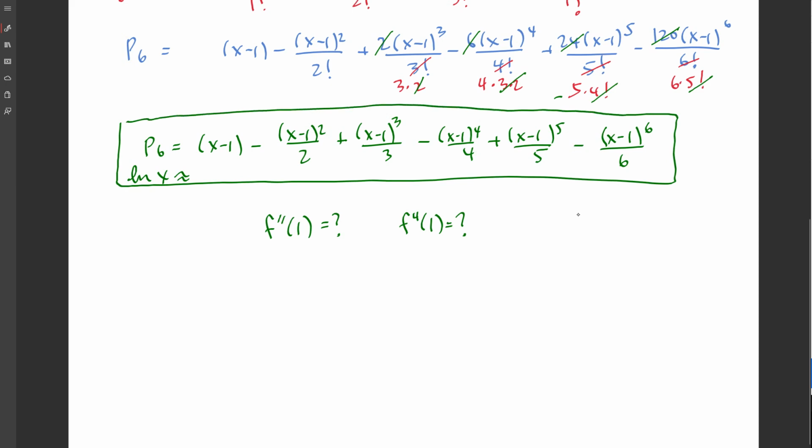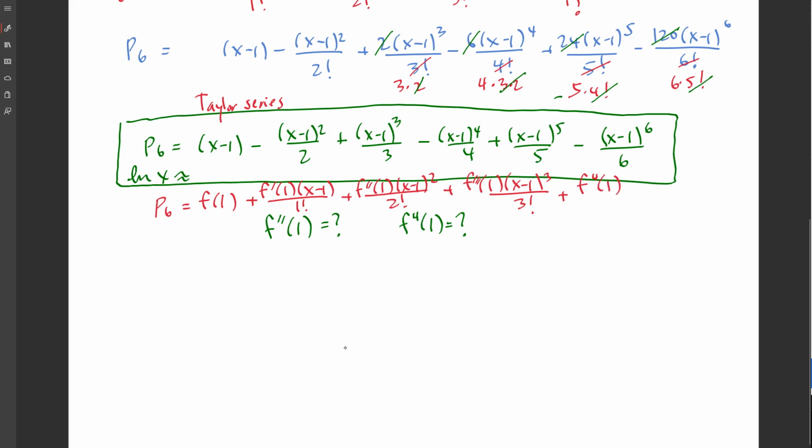if you know that it is a Taylor series, then you know that it follows a certain pattern. That the Taylor series P6 is equal to f at 1 plus f prime at 1 times x minus 1 over 1 factorial plus f double prime of 1 times x minus 1 squared over 2 factorial plus f triple prime of 1 times x minus 1 raised to the third power over 3 factorial plus f to the fourth power at 1 times x minus 1 to the fourth power over 4 factorial, and so on.